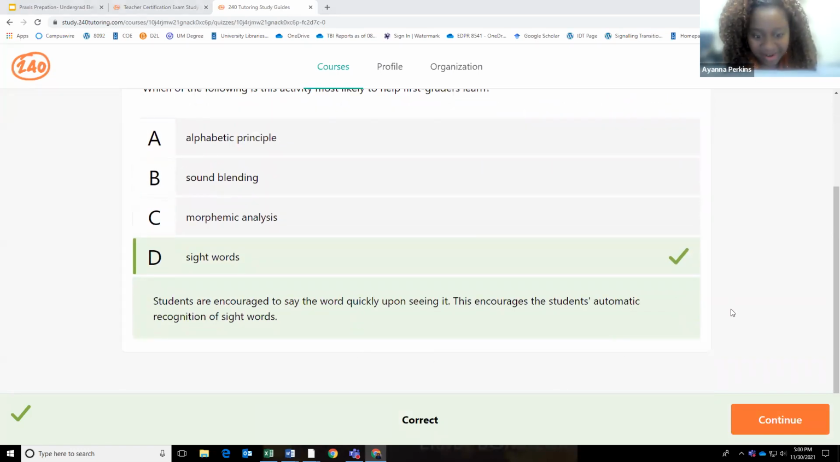So students are encouraged to say the word quickly upon seeing it. This encourages the students to have automatic recognition. That's perfect. All right. So I'm going to stop share. I hope that this has been helpful to you all.